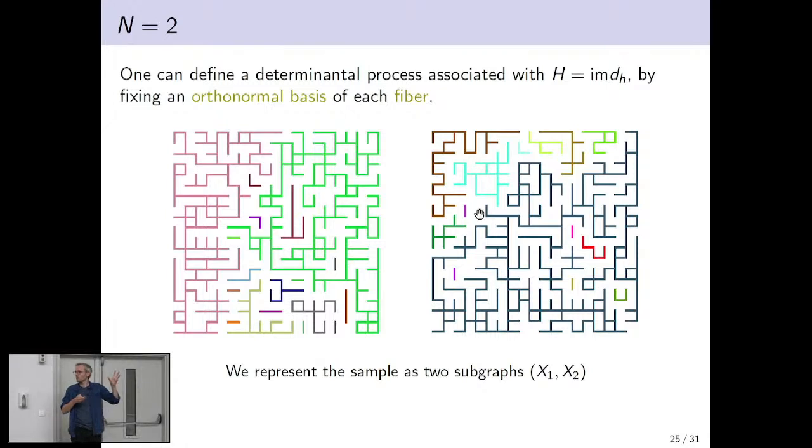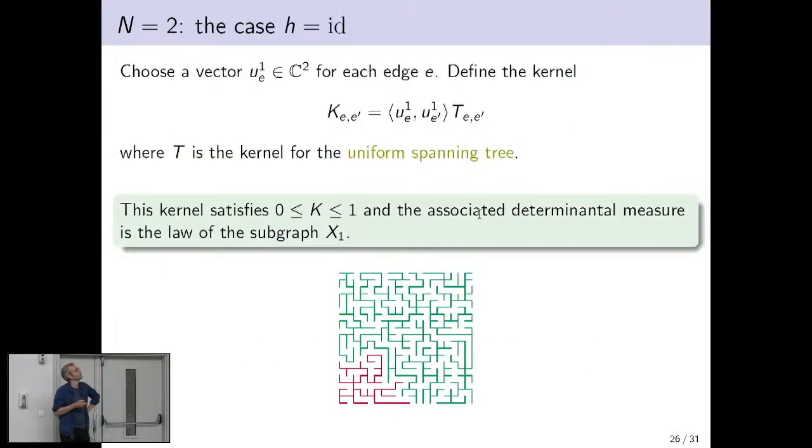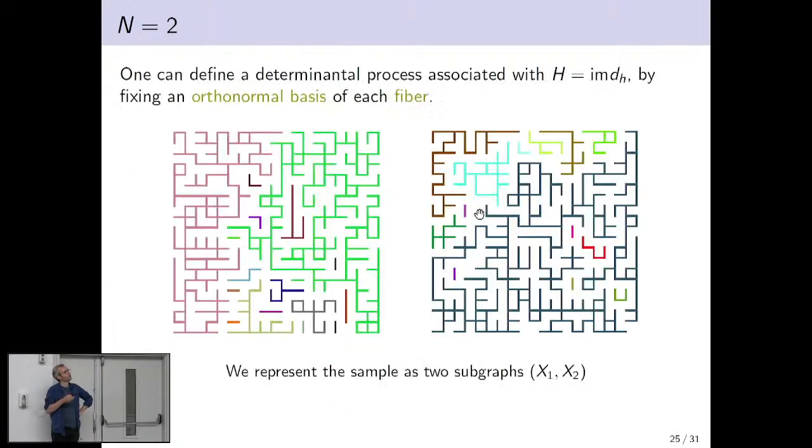So let me give some baby examples where we can say something. The first example is when we just take H to be the identity. Well, you don't get back just to the spanning tree model. You get something a little bit different depending on how you have chosen things. So if I want to look at the graph x1, what I have done is above each edge, I have picked a unit vector, which corresponds to the first, if you want, of the two unit vectors I have picked over each fiber. And I'm now just going to look at the law of this graph x1.